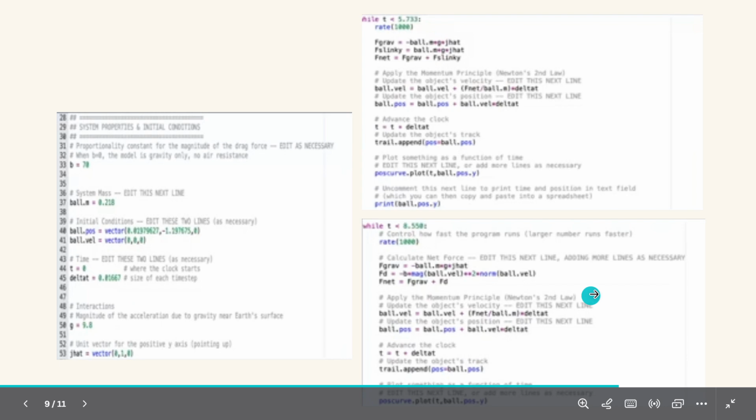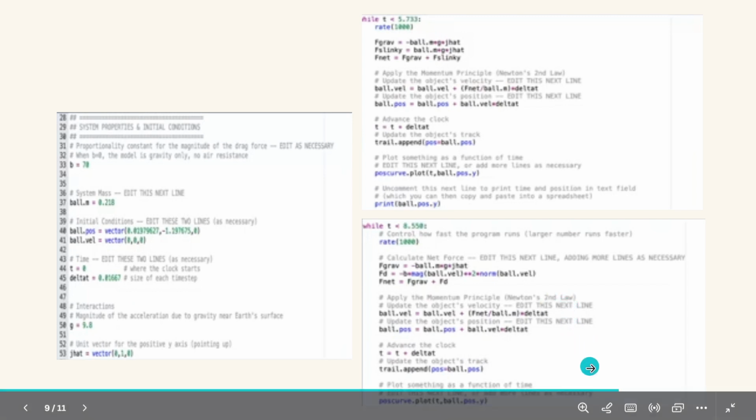Force of gravity, the force of the slinky, the net force, which is the force of gravity plus the force of the slinky. Then you have the velocity update formula here, the position update formula here. All right, and then our while loop here. And you do the force of gravity again.